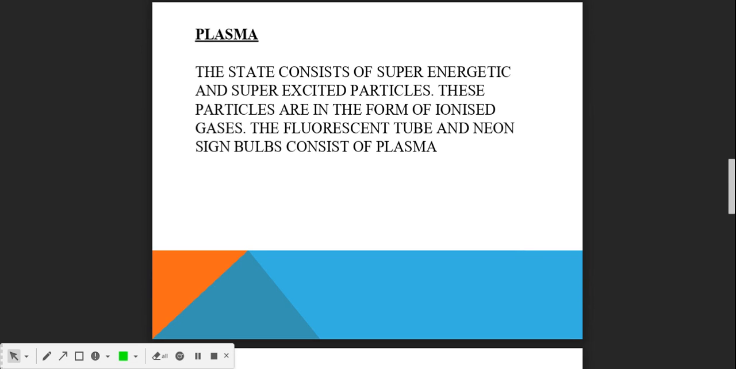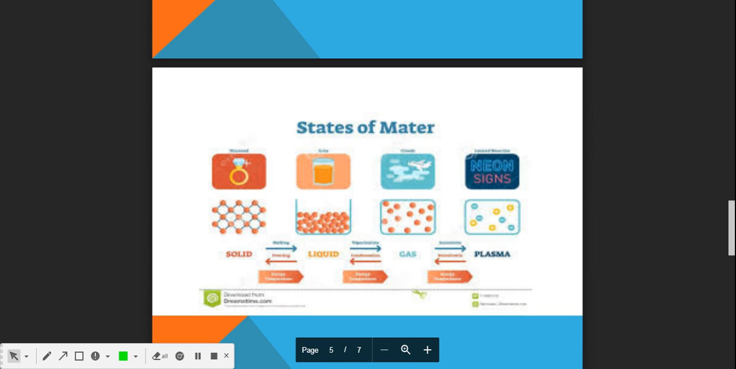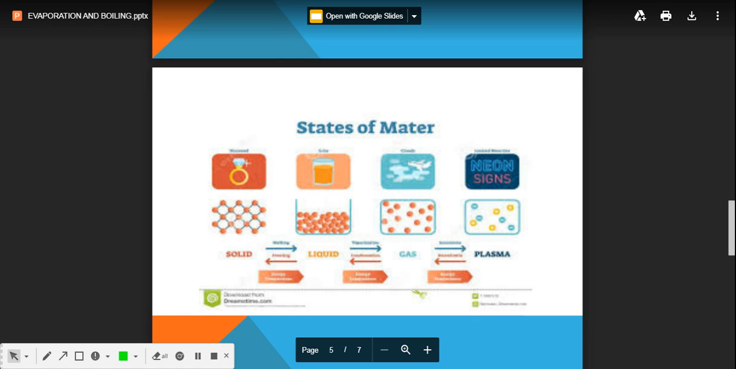These particles are in the form of ionized gases. So basically these particles are only ionized gases. What do you mean by ionized? Charged, right? They can be positively or negatively charged gases. So the fluorescent tube and the neon sign bulbs consist of plasma that you can find in your day-to-day life also. Fluorescent tube you might have heard of, right? Okay. Going to the next topic, that is states of matter. In this, you can see solid, liquid, and gases, and there are neon signs called plasma, right? So these are basically the four states of matter that I have shown.